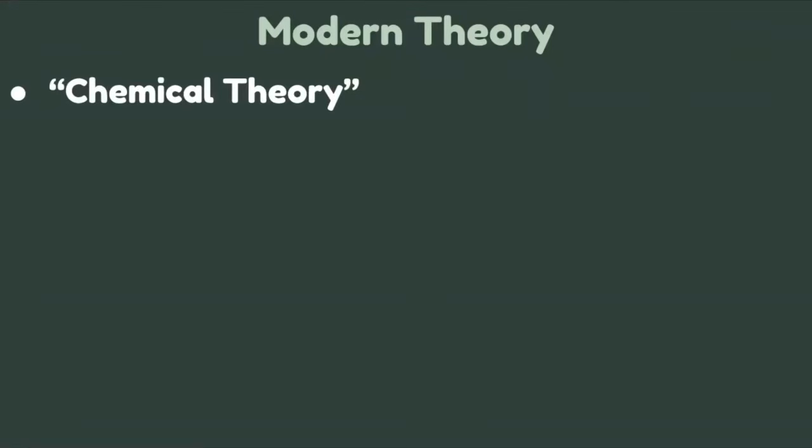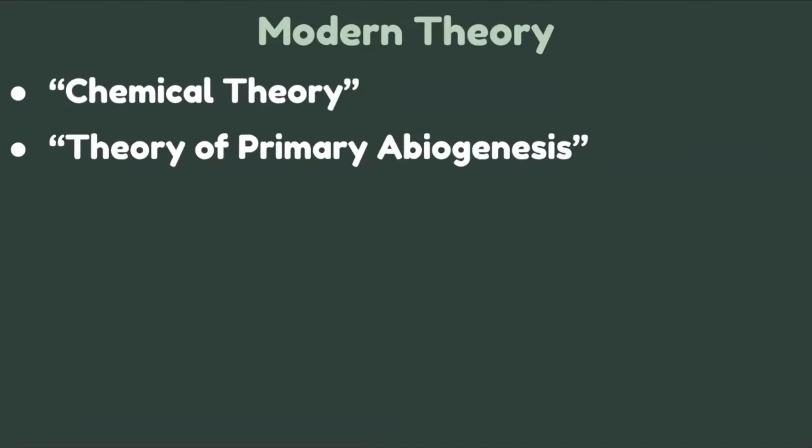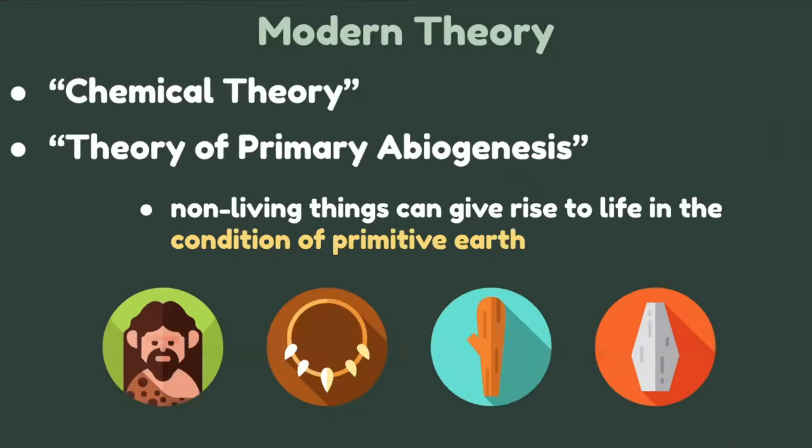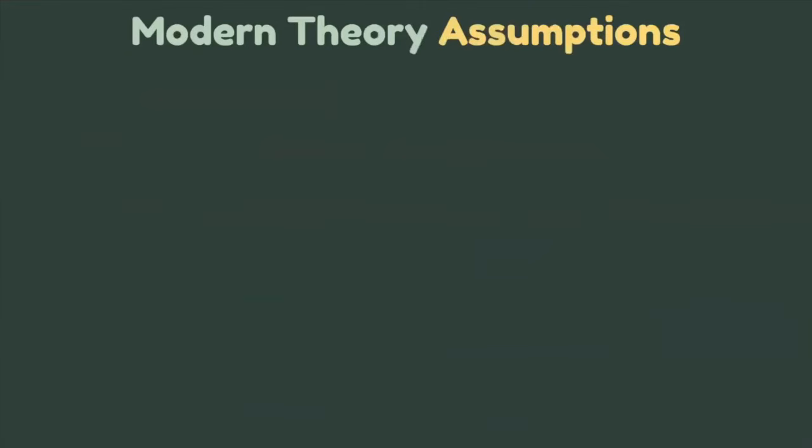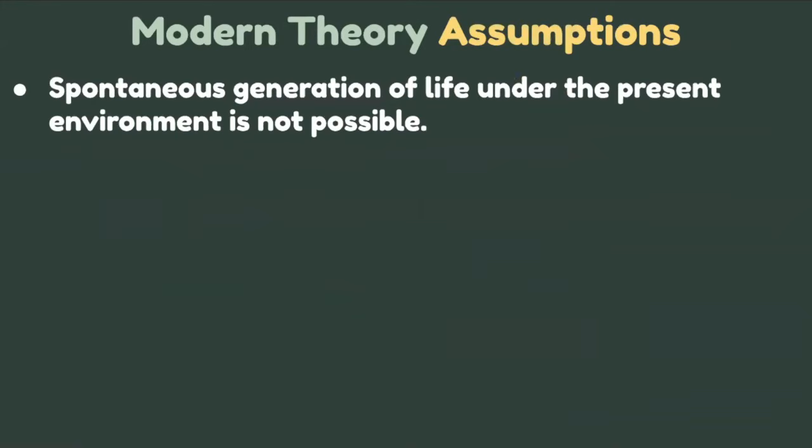So the modern theory is also known as the chemical theory or the theory of primary abiogenesis. In the modern theory, the hypothesis of abiogenesis was proposed with the condition that non-living materials can give rise to life in the condition of primitive Earth. The condition of the primitive Earth is different from the present condition here in 2022, which does not permit abiogenesis. Now, Oparin and J.B.S. Haldane made the following assumptions.